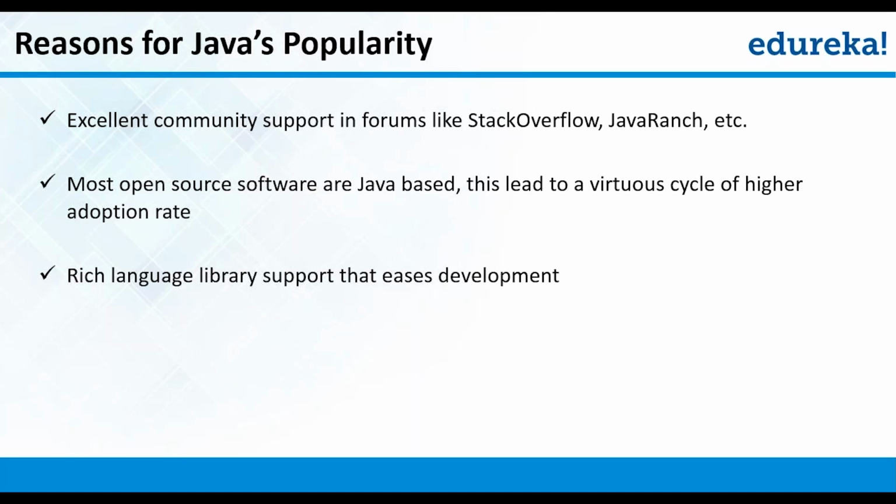Then also most of the open source projects are Java based, and this leads to a virtuous cycle of higher adoption rate. Because, for example, if you are using a library which is written in Java, obviously, in all probability, you will write the program also in Java rather than writing it in a different language and then again writing a bridge between that language and Java.